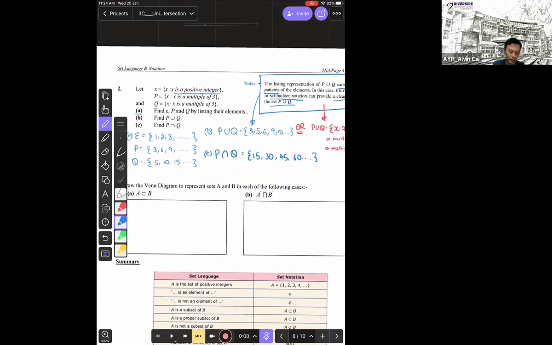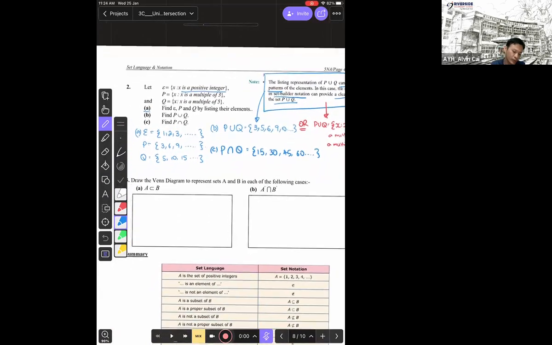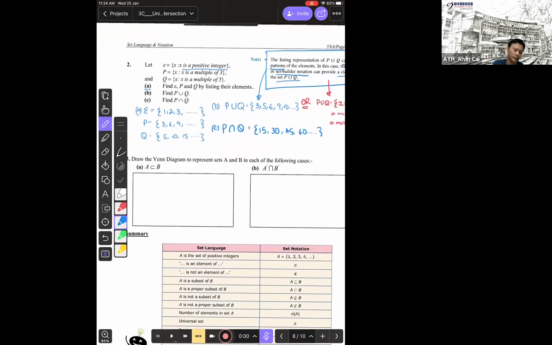So this is question 2. Now we're going to do question 3. Draw a Venn diagram to represent set A and B in the following case. A is a proper subset of B. Remember, a proper subset means it must be smaller than. So in this case, we draw a circle, and another circle that's inside. Whatever A has, B must have and has more. So this is how it looks like.